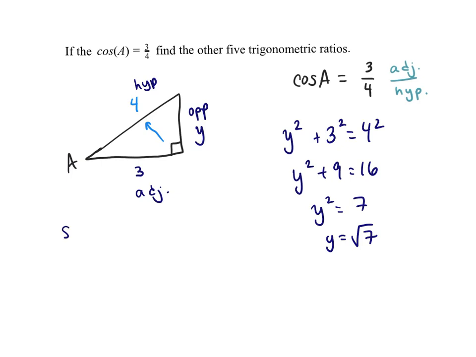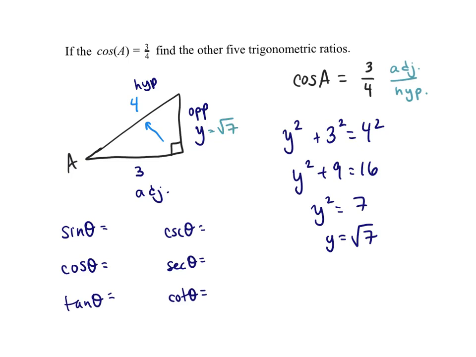So now let's go ahead and find our ratios. We want the sine of theta, cosine of theta, tangent of theta, cosecant theta, secant theta, cotangent theta. And then we'll just take the sides we know and plug them in. Remember, we had y is radical 7. So sine is opposite over hypotenuse, so that's radical 7 over 4. Cosecant would be the reciprocal of that, 4 over radical 7, which is 4 radical 7 over 7.